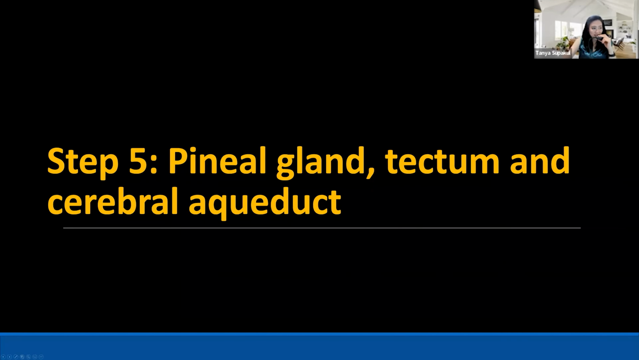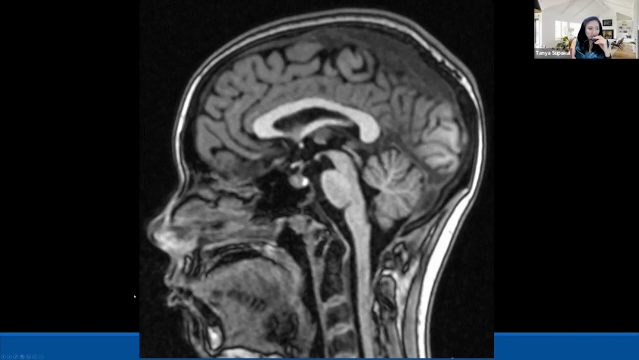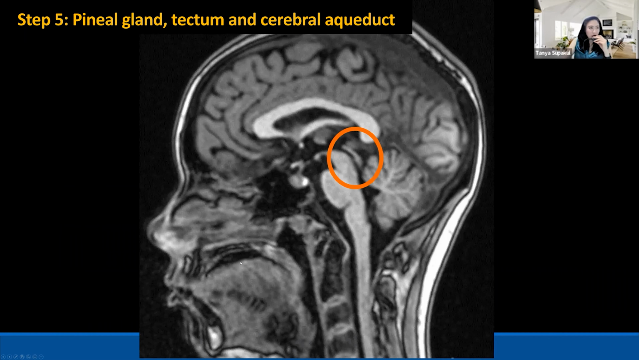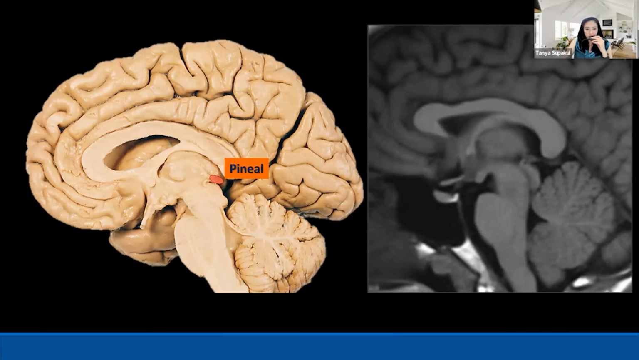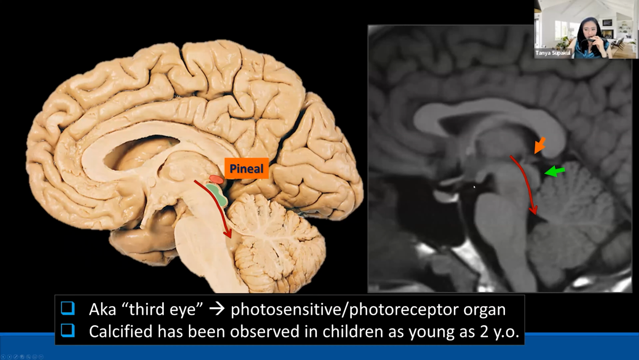Yeah, we are almost done. This is step 5 already, but we have many things to talk about in step 5. We're halfway through. So step 5 is the pineal gland, tectum, and cerebral aqueduct. Sagittal T1, the anatomical landmark image first, again a midline cut. There are a couple of anatomies that I want to point out to you. The pineal gland is the gland just above the tectum, and anterior to the tectum is the cerebral aqueduct. That is the corresponding image between the gross anatomy and the sagittal T1, right?